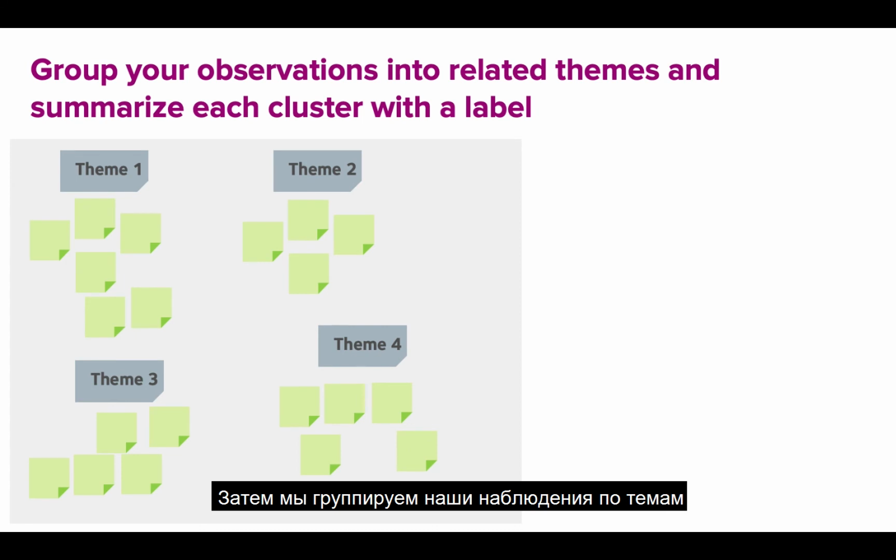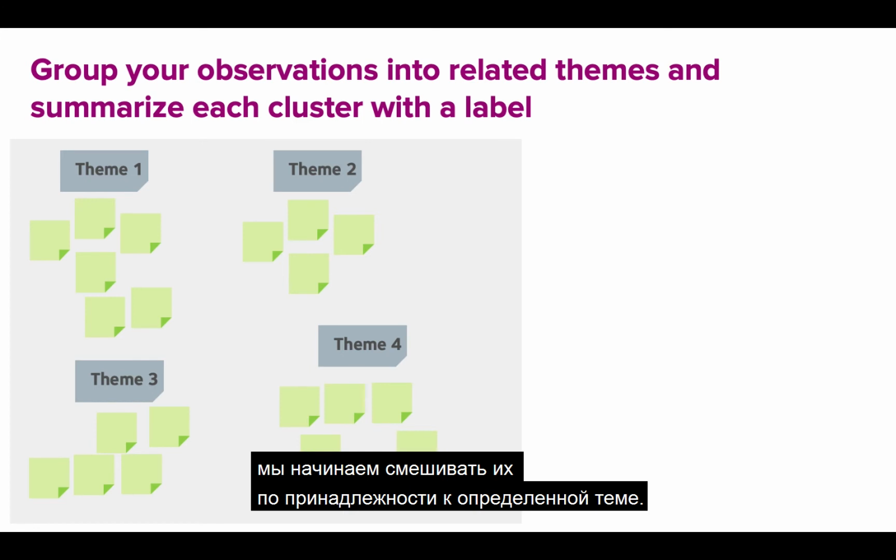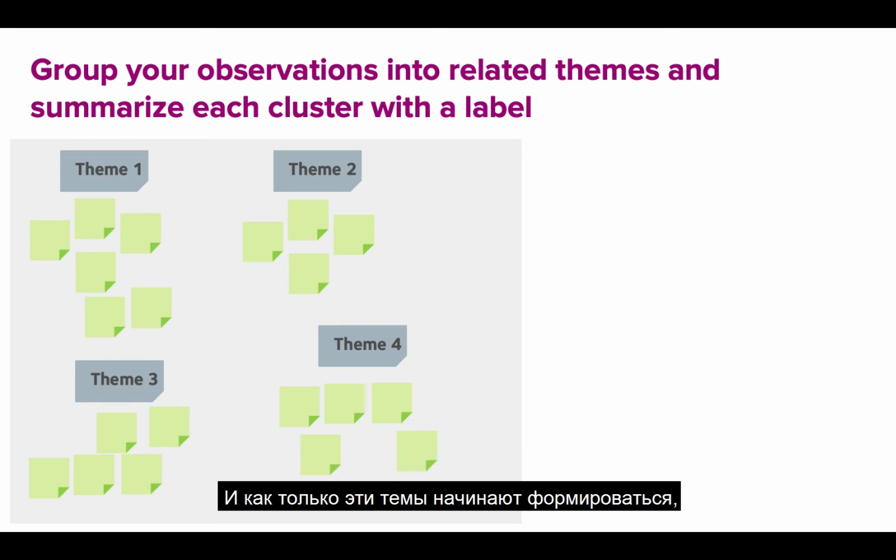Next, we group our observations into related themes and summarize each cluster with a label. So here, we take the same post-its, but instead of having them organized by the individuals, we start mixing them up in terms of belonging to the same theme. And once these themes start to emerge, we put another post-it with a label on them. In this case, we identified four different themes based on the interviews that we conducted.